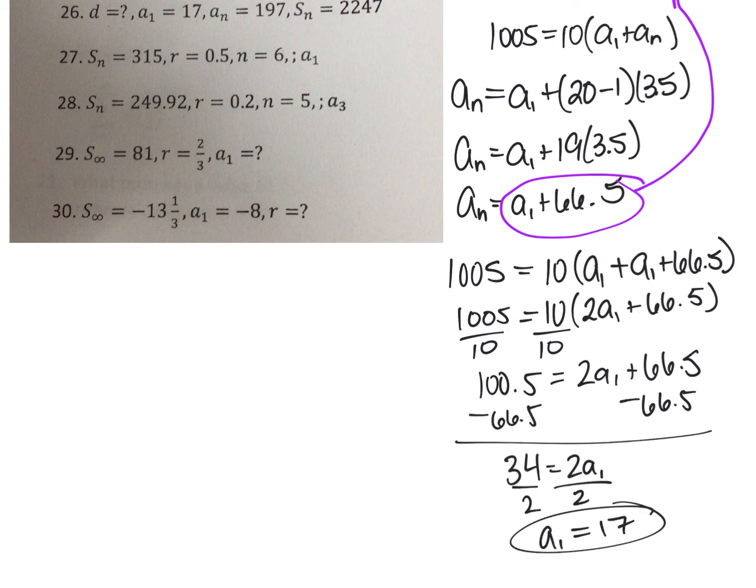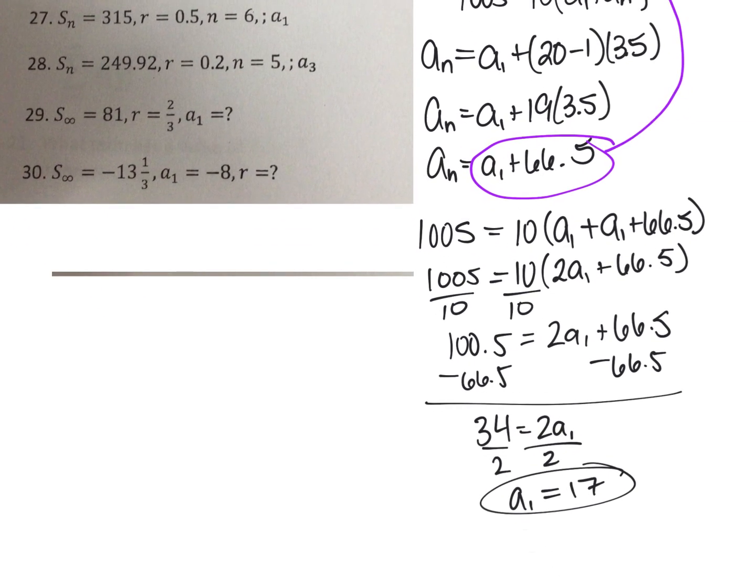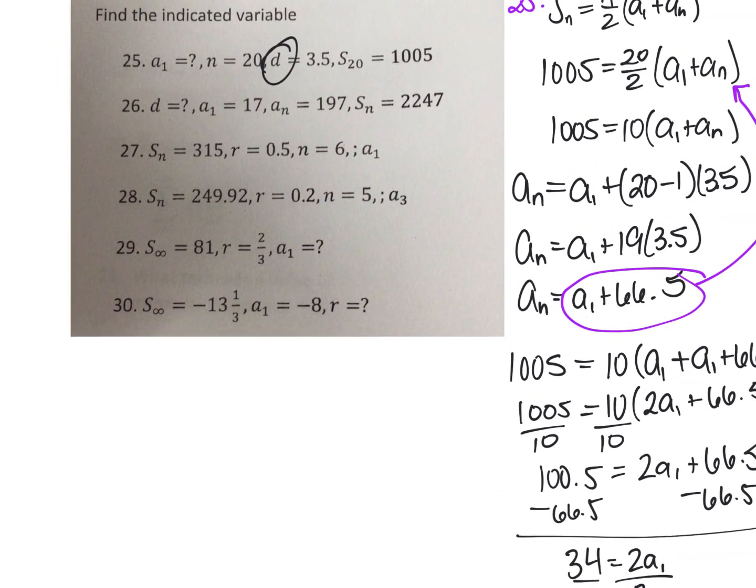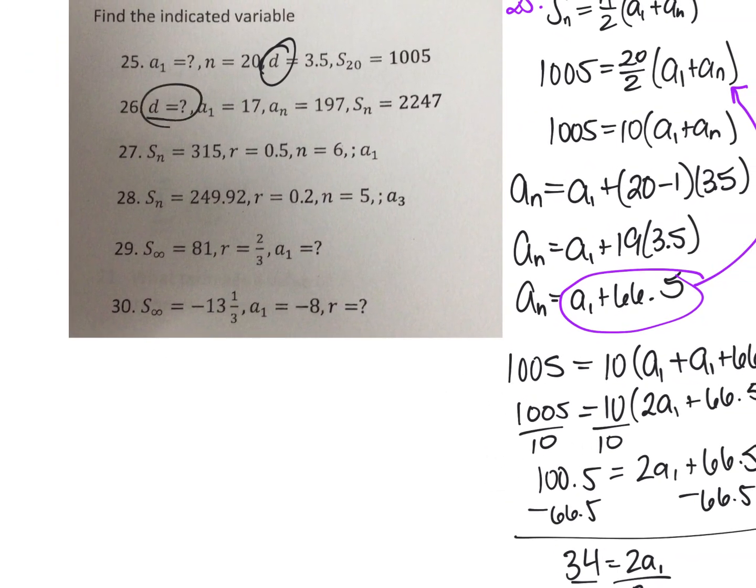Okay, so you have to use a system of equations on some of these that ask you to find the missing variable. Number 26 asks for d. So again, we're looking at arithmetic. I know a1, I know an, I know a sum. So we plug in what we know so far. The sum is 2247. That equals n over 2, I don't know n, 17 plus 197. Well, I have everything but n in this equation, so I can find n, and then I can probably use that in the other formula to find d.